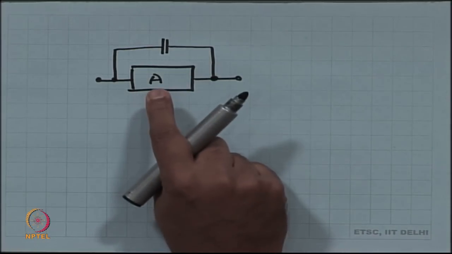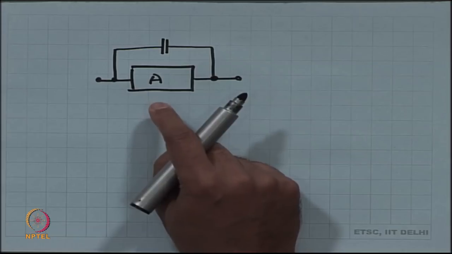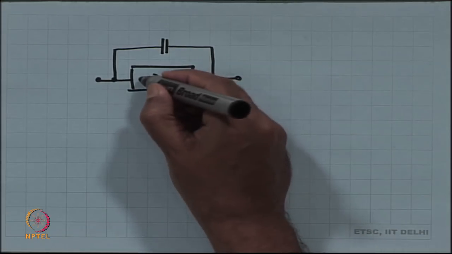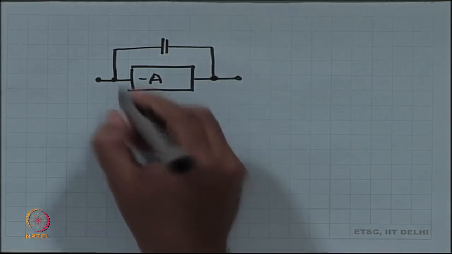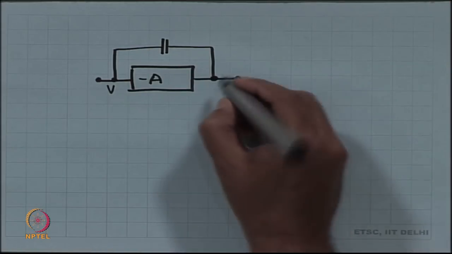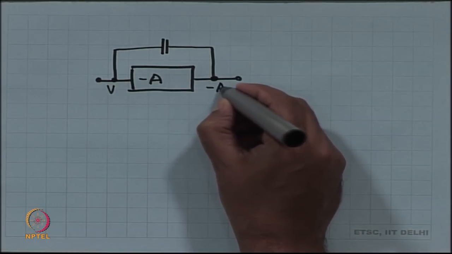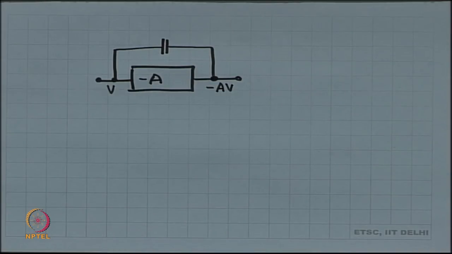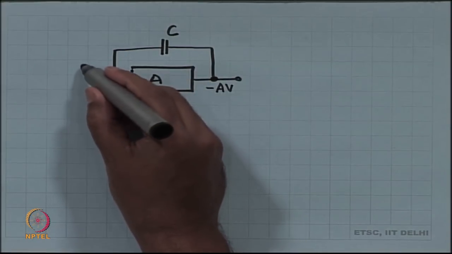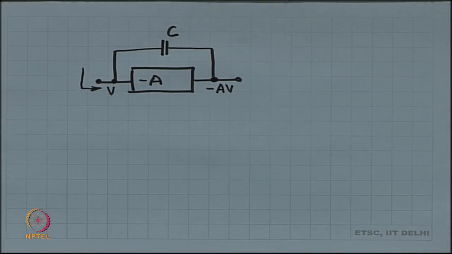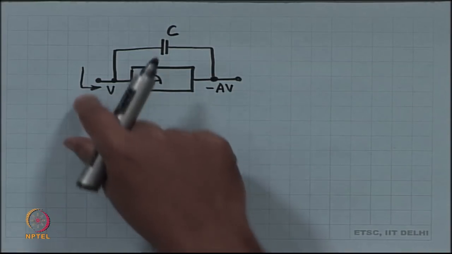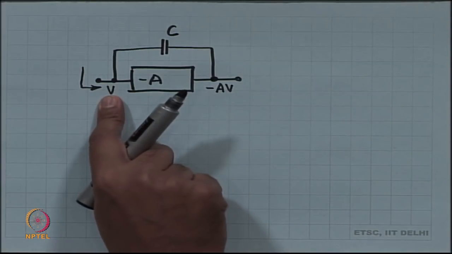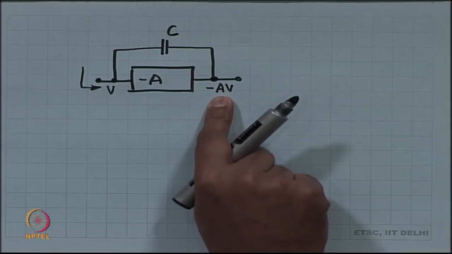Suppose I have got an amplifier of voltage gain equal to minus A, which means if the voltage over here is V, then the voltage over here is going to be minus A times V. If I have a capacitor C over here and I plan to measure the input impedance, how do I measure input impedance? I apply a voltage, measure the current. I apply V over here, automatically I get minus AV here.